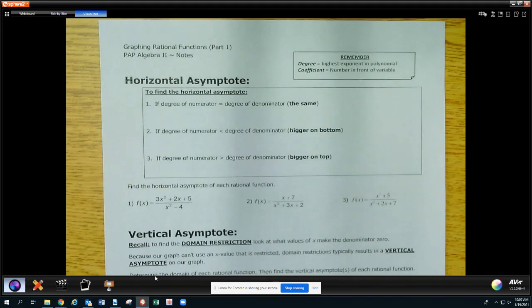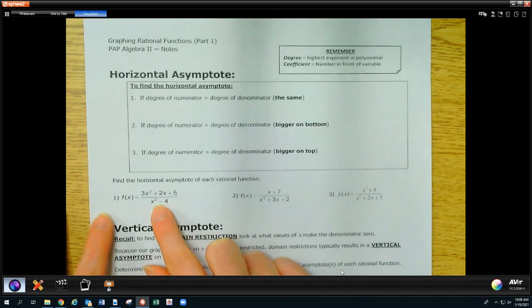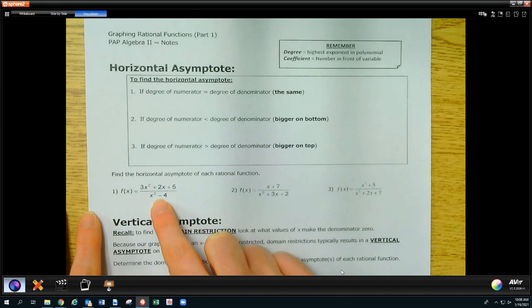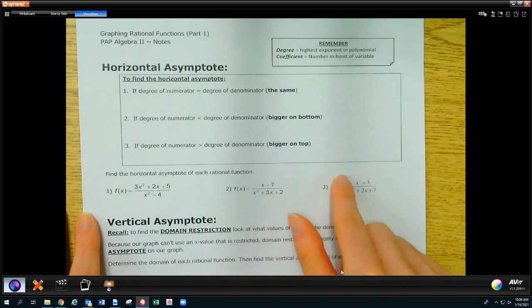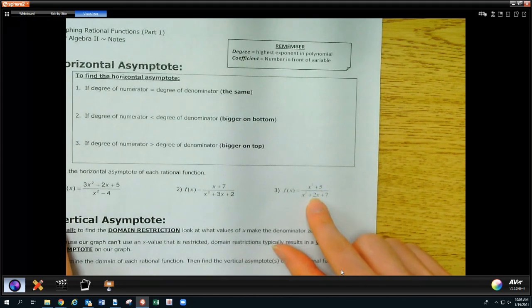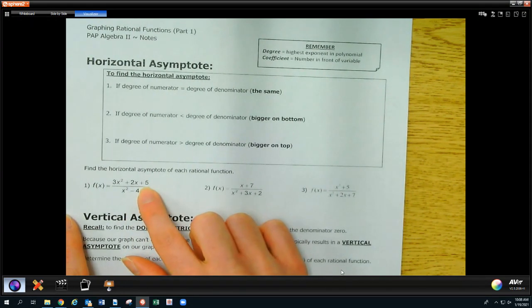Okay, so today we are talking about how to find the key attributes and graph general rational functions. What I mean by general rational functions is you can't use transformations on these. It's not just a transformation of 1 over x. We've got quadratics on top, we've got quadratics on bottom, we've got linears over quadratics, and then a cubic over a quadratic.